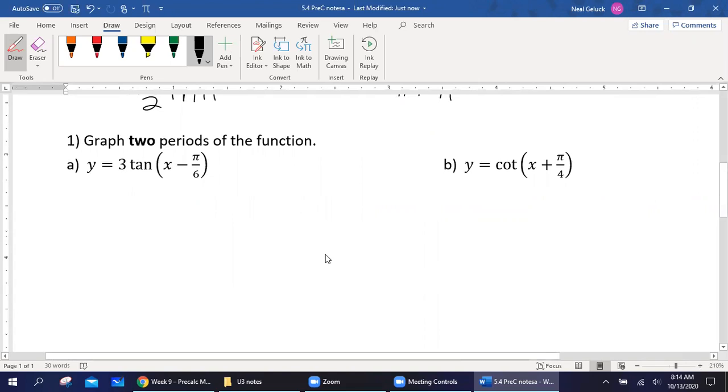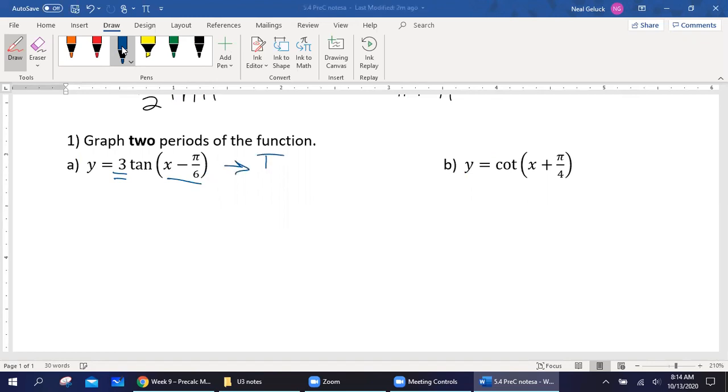So on these first two, we're going to graph 2 periods of the function. So we don't really have amplitude and all that stuff, but we do have a stretch of 3, which graphically is just going to make it look a little skinnier. It's going to have a vertical stretch. But this is the big deal. I'm going to shift over pi over 6. That means I'm going to shift this thing to the right, pi over 6. So what does that mean graphically?